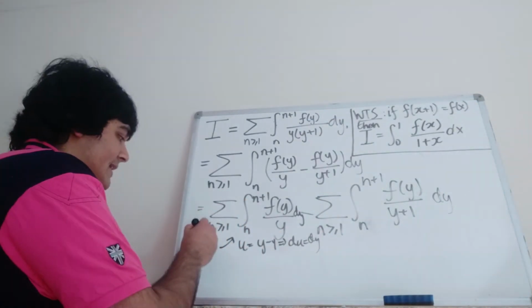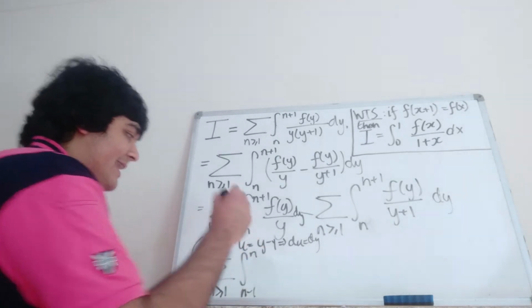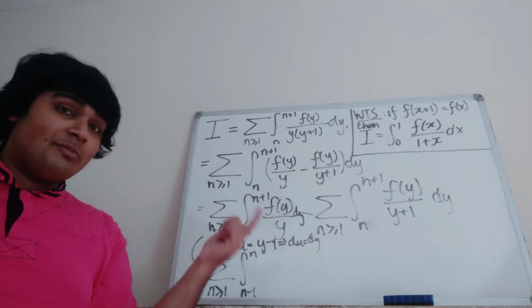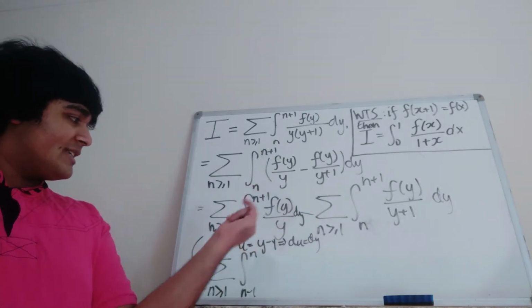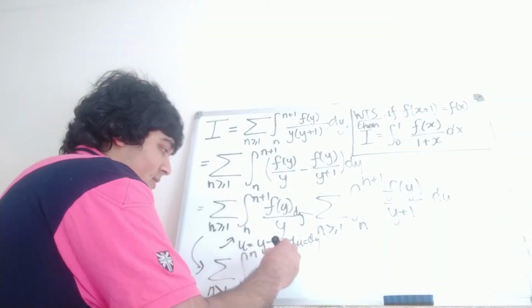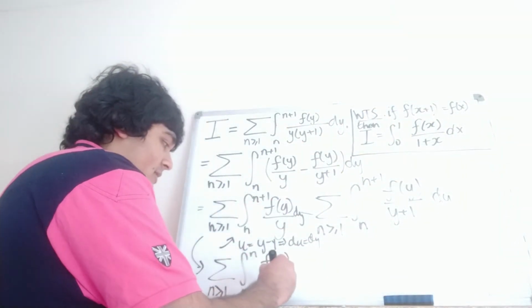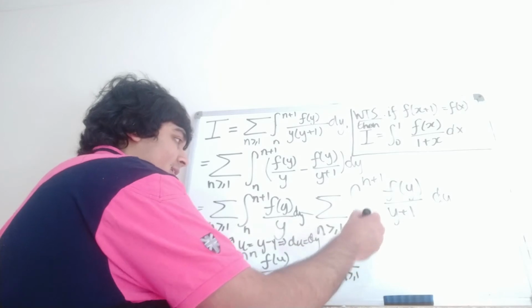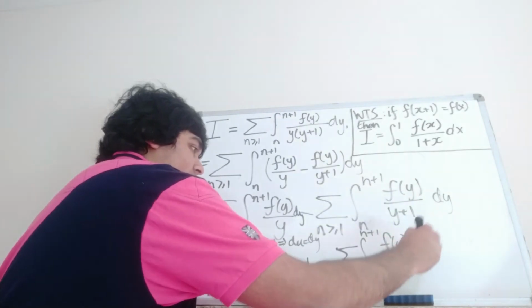This thing here becomes the sum from n equals 1 to infinity of the integral from n minus 1 to n, because when y is n, u is n minus 1, and when y is n plus 1, u becomes n plus 1 minus 1, which is n, of f of y divided by y, but f of y is just f of u plus 1, but f of u plus 1 is just f of u. And on the denominator we get a y, which is just u plus 1, and then that's du minus the sum from n equals 1 to infinity of the integral from n to n plus 1 of f of y over y plus 1 dy.